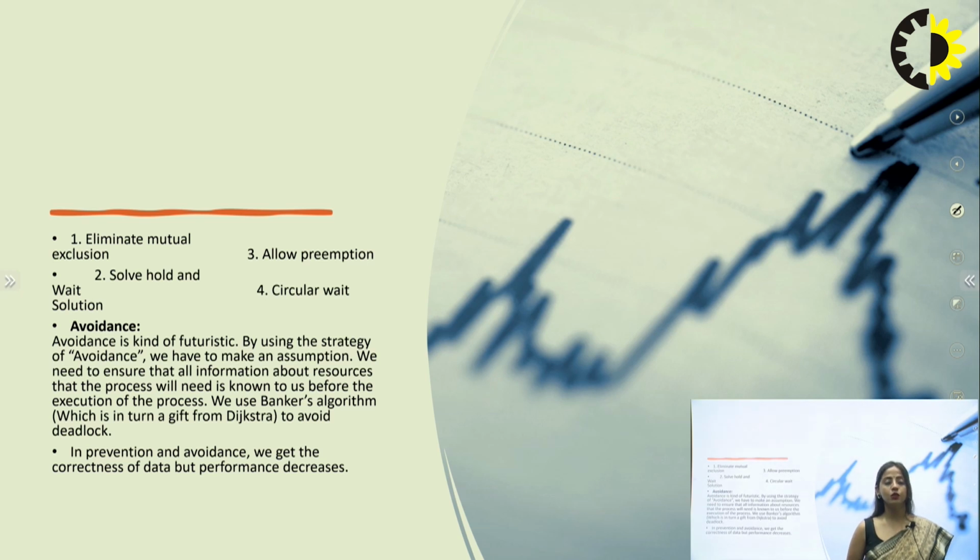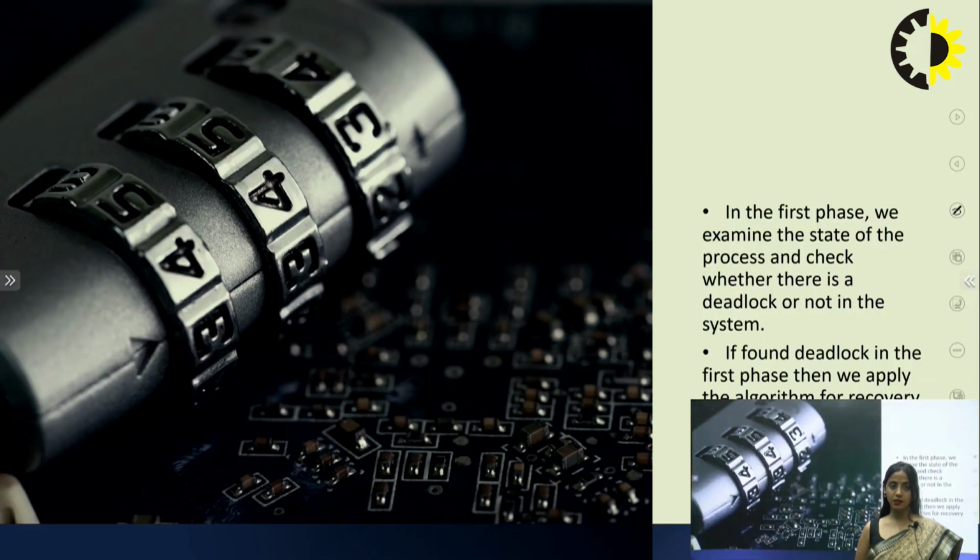We need to ensure that all information about the resources that the process will need is known to us before the execution of the process. We use Banker's algorithm, which is a gift from Dijkstra, to avoid deadlock. In prevention and avoidance, we get the correctness of data, but performance decreases.